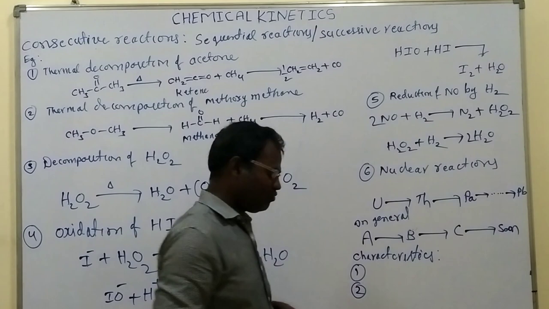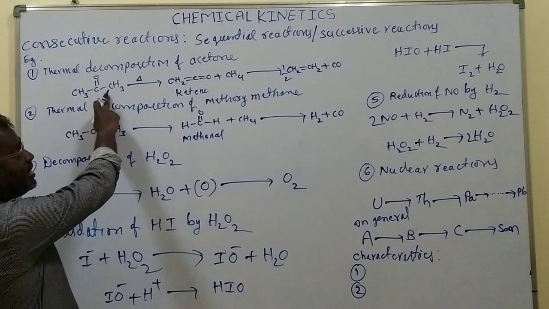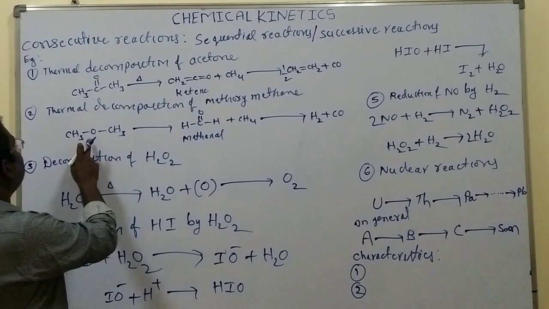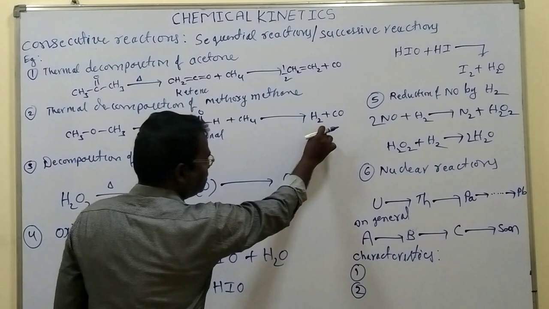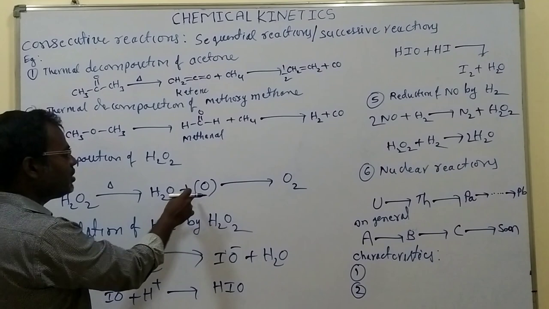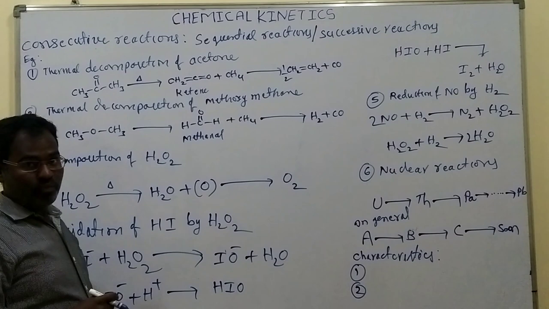And the second one: you observe these reactions. Acetone is the reactant, it gives an intermediate, later the intermediate undergoes dissociation and finally gives ethylene and carbon monoxide. Whereas in the second one, the intermediate is methanol and the final products are hydrogen gas and carbon monoxide. And in the decomposition of the peroxide, water and nascent oxygen is the reaction intermediate. So finally you can get O2.